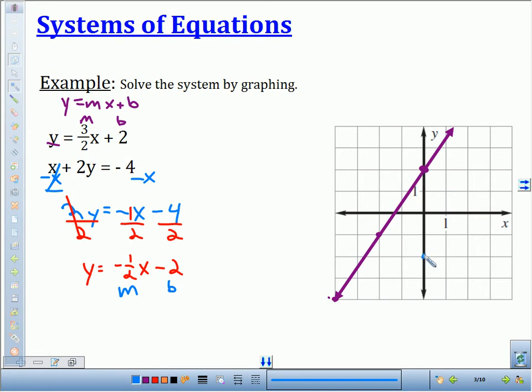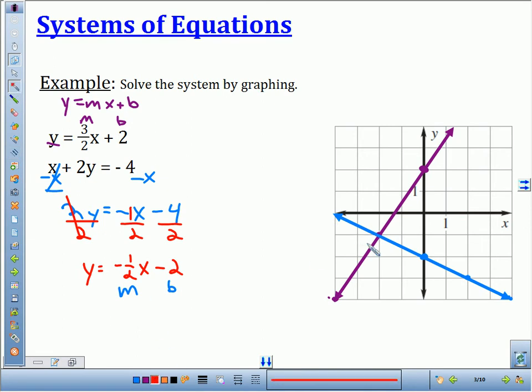So we go down to negative 2 and plot our point on the y-axis. Then we follow the slope of negative 1/2. That's a negative slope, so it should be pointing downwards. I move downwards 1 and forward 2, and I get some points. Now I can graph my line because I have enough points to do that. Graph my line. And there it is.